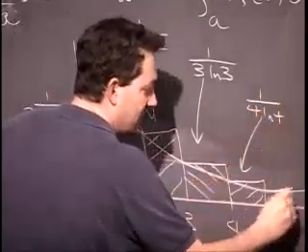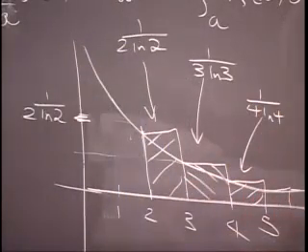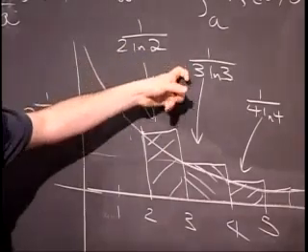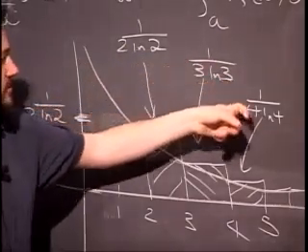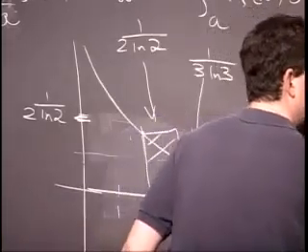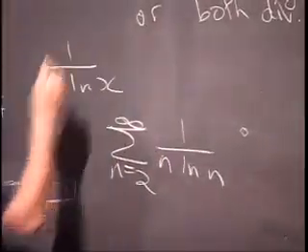I'm going to take an upper sum where all the rectangles are width 1. Now, if I add up all these quantities, I just get the series. 1 over 2 log 2 plus 1 over 3 log 3 plus 1 over 4 log 4. That is the actual series that we are interested in the first case.